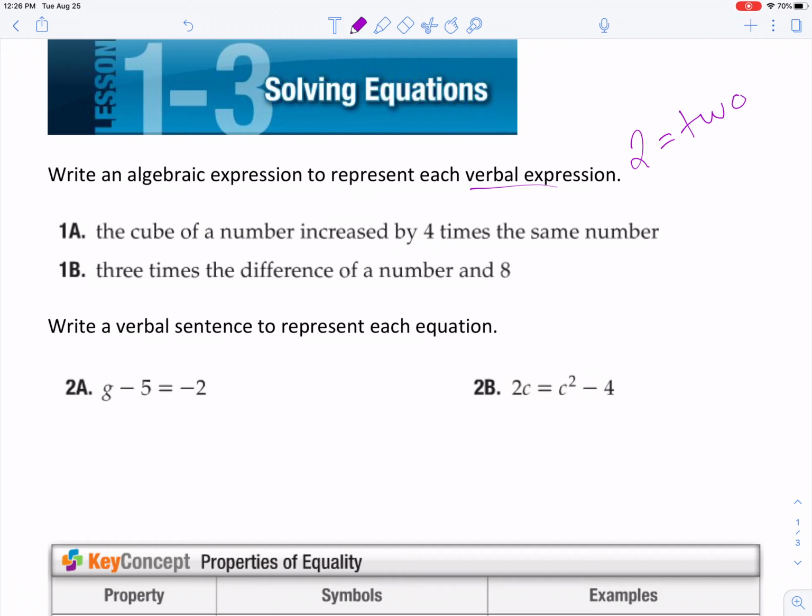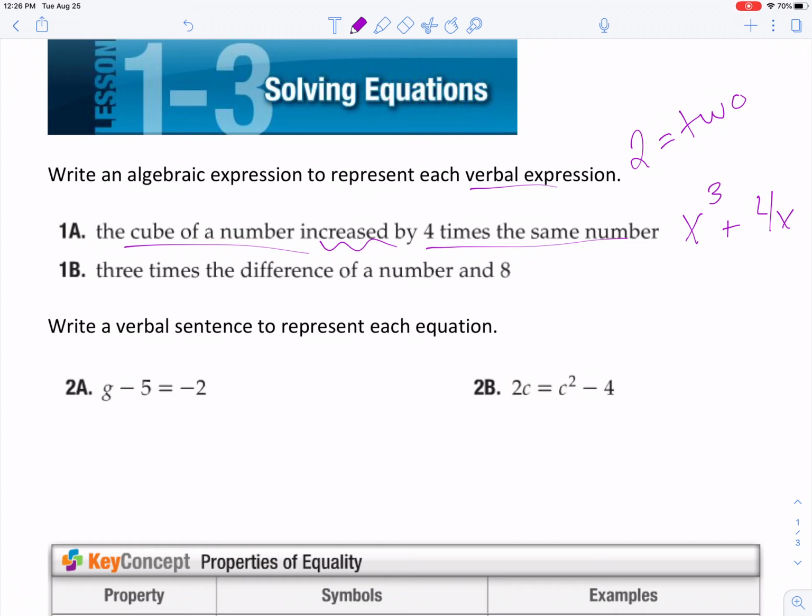So I have the cube of a number increased by 4 times the same number. When they say a number, they just mean a variable. So the cube of a number means x cubed. Increase means plus 4 times the same number, or the same variable. So that's what they want: x cubed plus 4x.